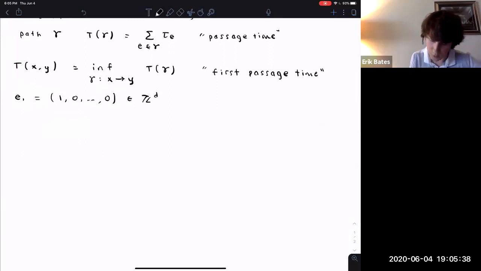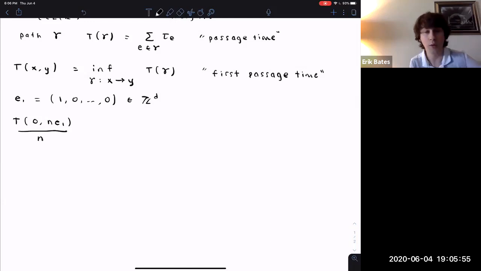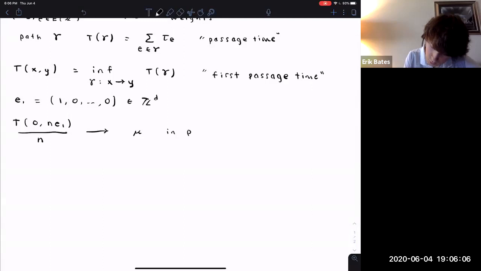The fundamental result that gets the ball rolling is this. If I look at the passage time between the origin 0 and n units in this horizontal direction, we should think that a typical path between 0 and n e_1 has order n edges. So if we divide by n, then maybe we can recover some kind of law of large numbers. And indeed, that's the case. There exists a constant mu such that T(0, n e_1)/n converges to mu, and this convergence holds in probability as n tends to infinity.